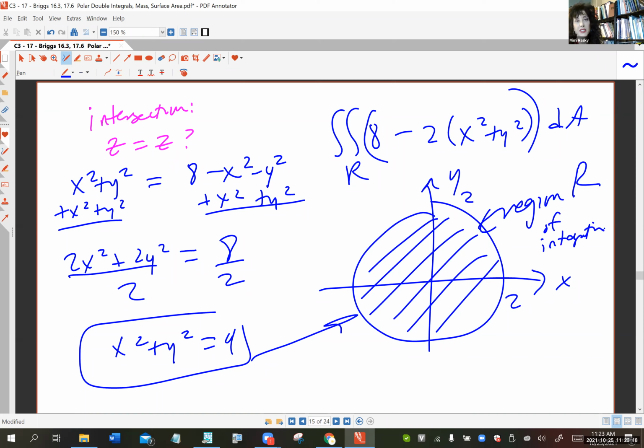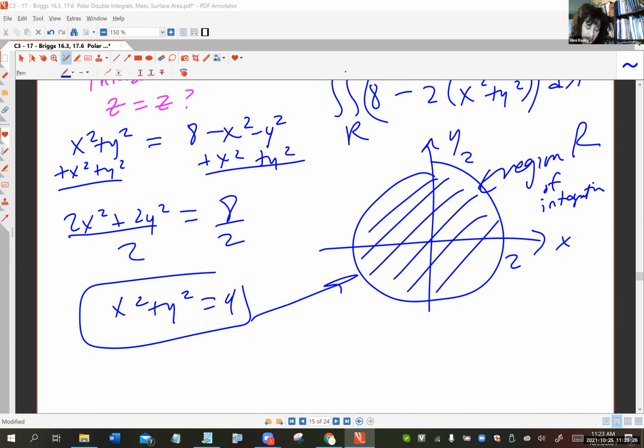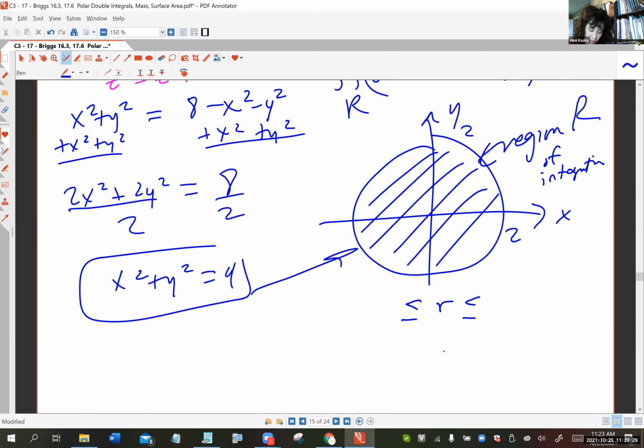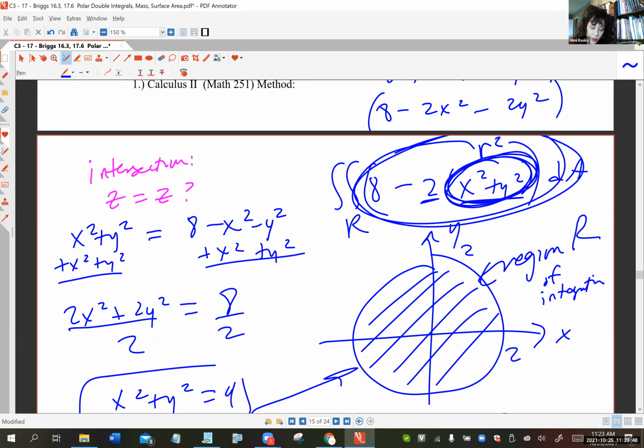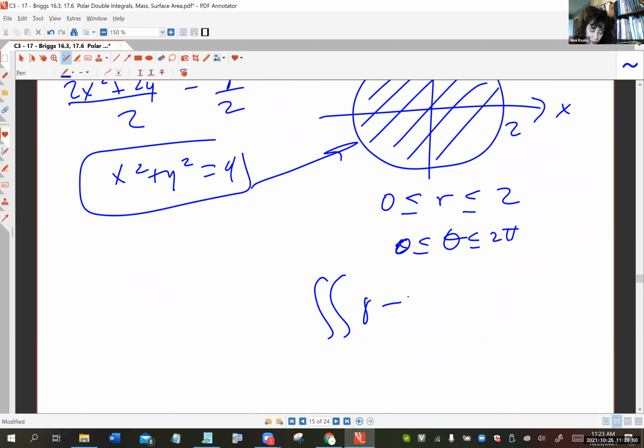And I hope you can see it is a circle, so you better convert to polar because you don't want to be trying to do this thing in rectangular. So let's determine what the limits are for r and what the limits are for theta. Theta is going a full revolution, 0 to 2 pi, and r is blooming from the pole, 0 to 2. Okay, and then the integrand, which is 8 minus 2 times the quantity x squared plus y squared, you'll replace the x squared plus y squared with r squared. So really what this ends up looking like is 8 minus 2r squared, r dr d theta.